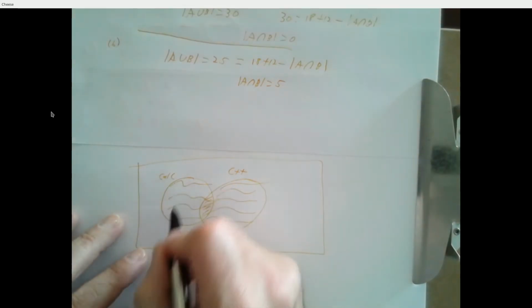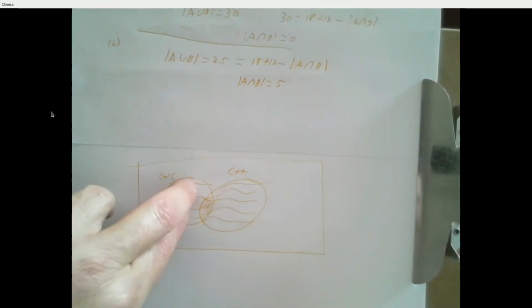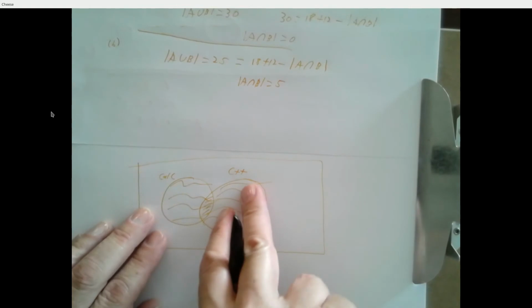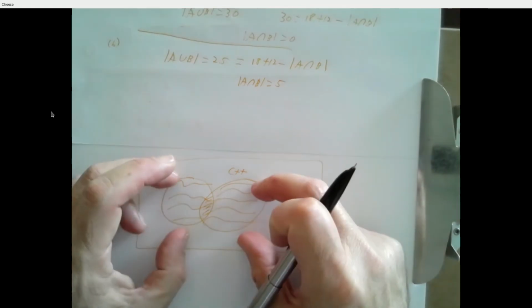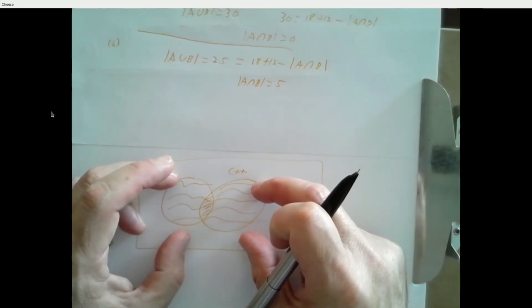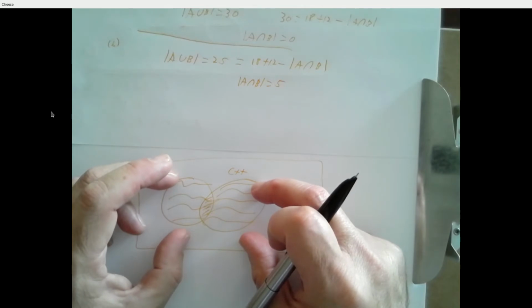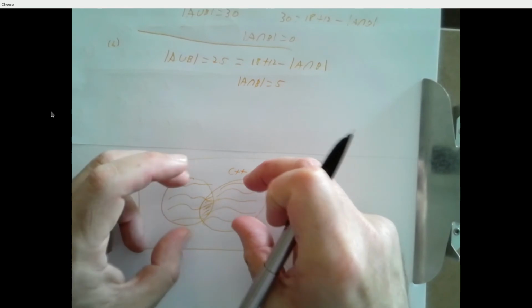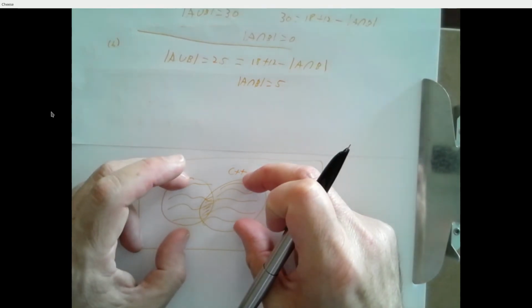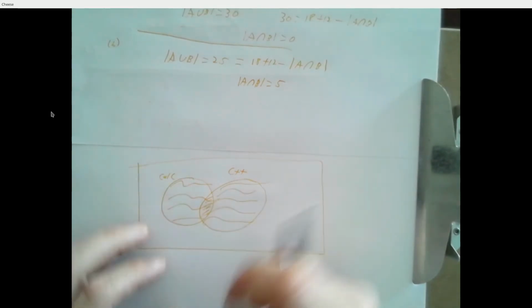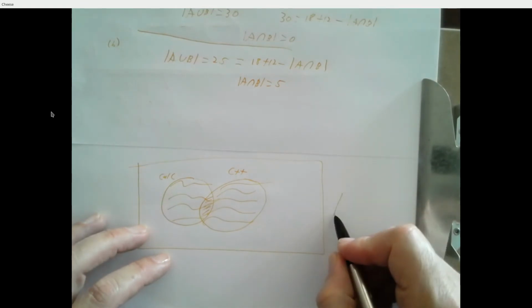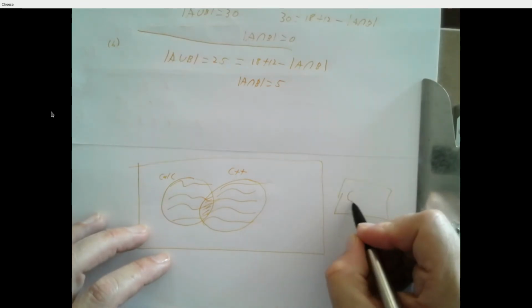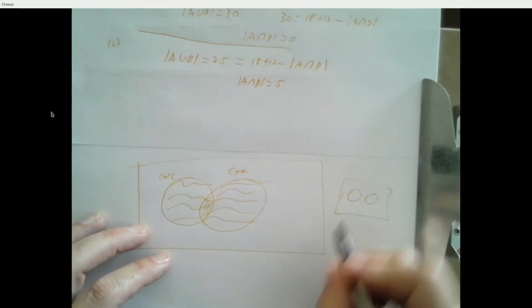So if this set contains 18 and this set contains 12 and the collection of the sets contains 30, there can't be any overlap. If there was an overlap, then the collection of students in both of these would end up being smaller than 30. So here's the case where there's an overlap in part A, they're disjoint.